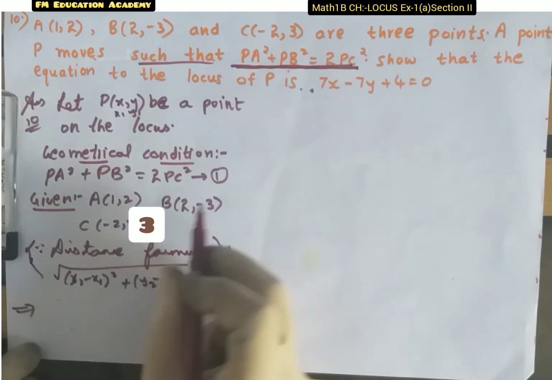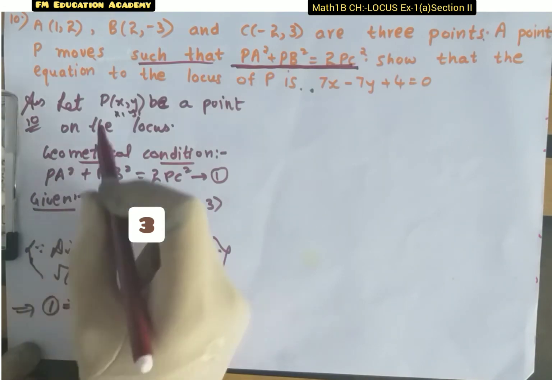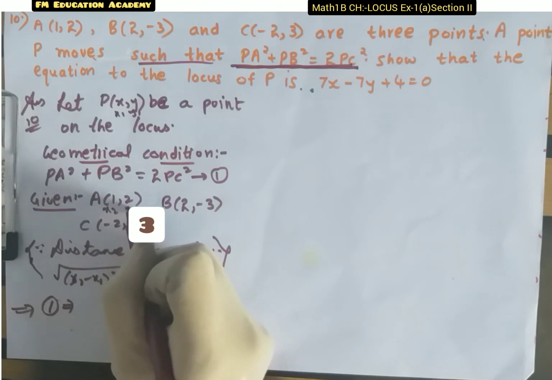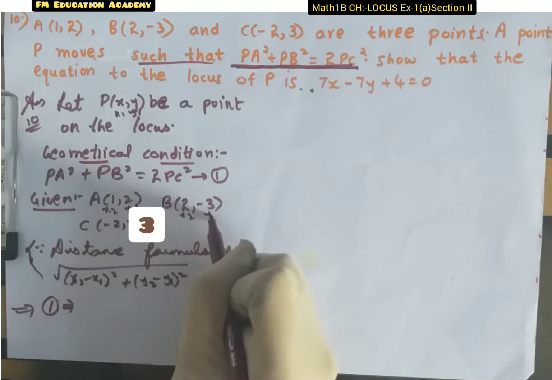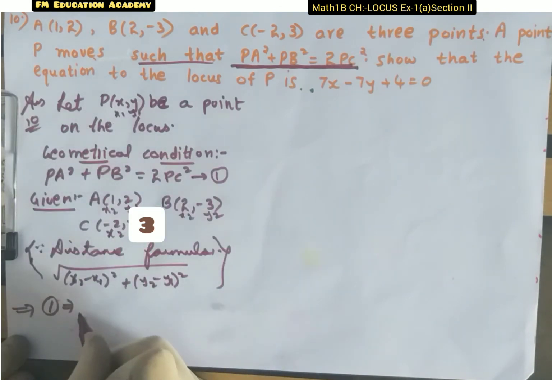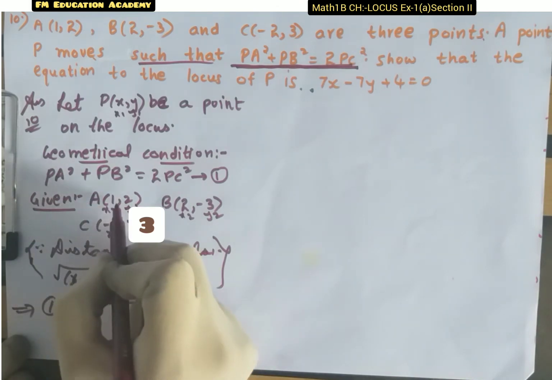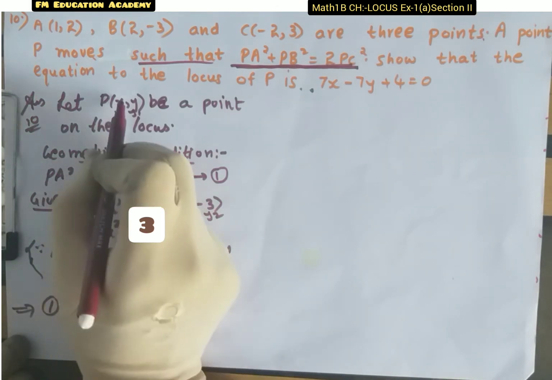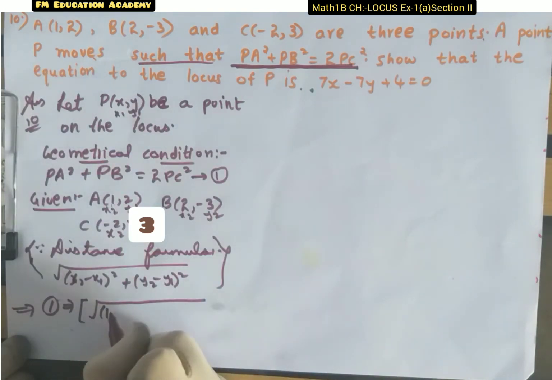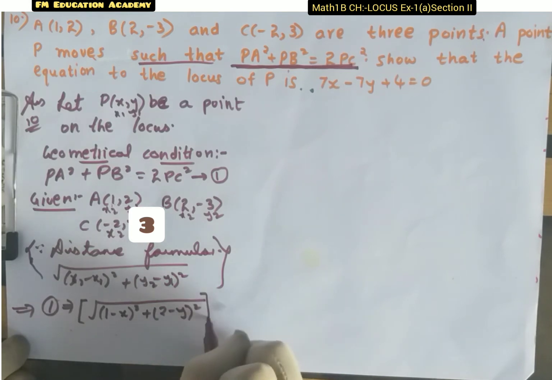Okay, now let us substitute in this first equation. PA square is given. PA square means P is given as x1 y1 and A we took as x2 y2. B is also x2 y2 for PB. For PC, C is x2 y2 and P is x1 y1. So PA means A here is 1 comma 2, means 1 minus x, that is x2 minus x1 whole square, plus 2 minus y, y2 minus y1 whole square. 1 minus x whole square plus 2 minus y whole square.